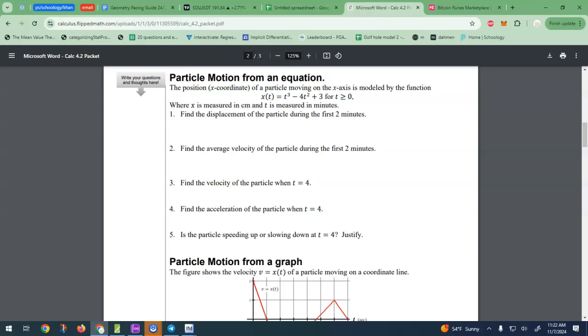Alright, velocity when t equals 4. I'm at position. To get the velocity, I take the derivative. So velocity is 3t squared minus 8t. Plug in 4 to that. Whatever that is, that'd be 16. Also velocity, so that's centimeters per minute.